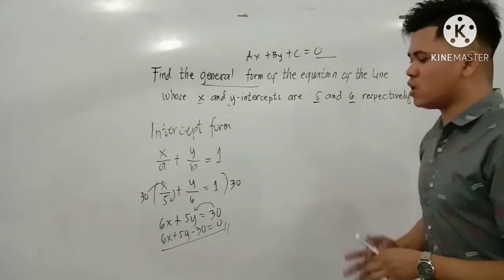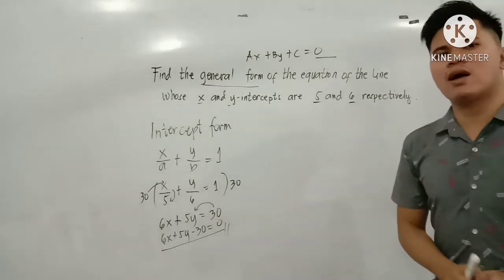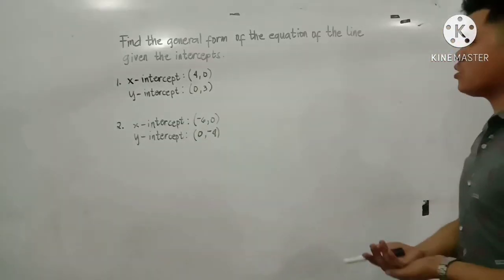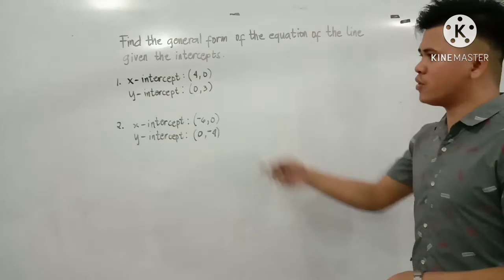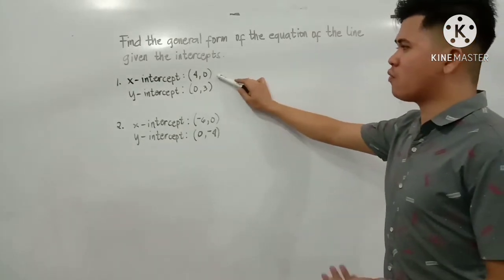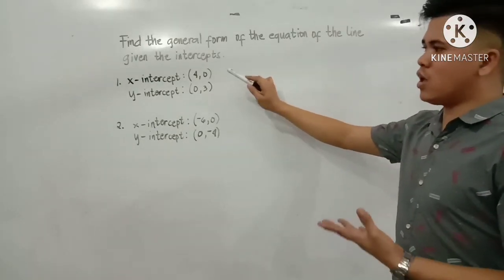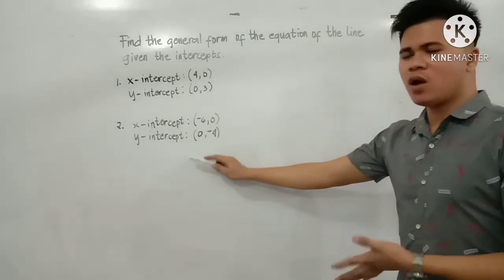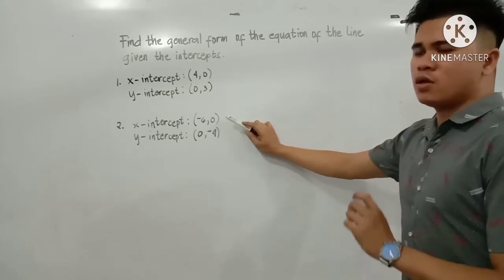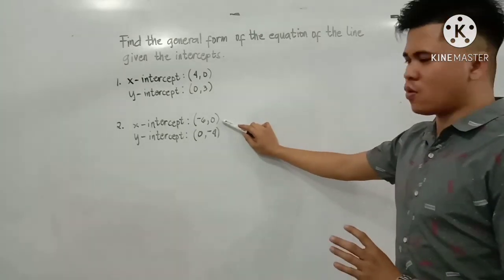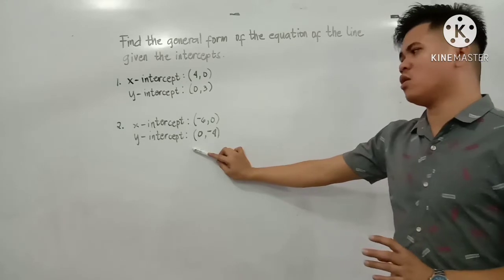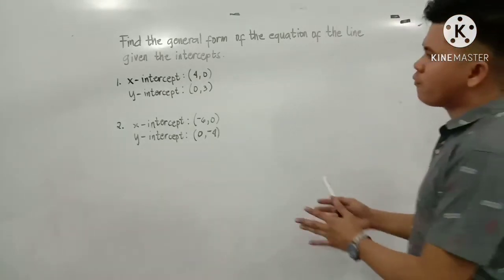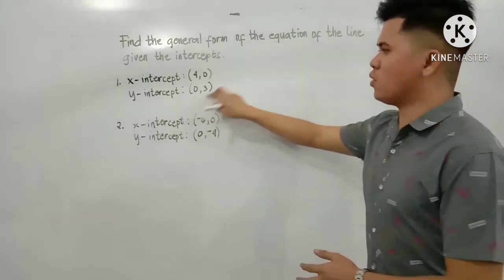I hope this is clear. Another example. Let's say, find the general form of the equation of the line given the intercepts. For the first problem, our x-intercept is (4, 0). Then our y-intercept as a coordinate is (0, 3). And second problem, our x-intercept has the coordinates (-6, 0), and our y-intercept has the coordinates (0, -4). So let's solve first the first problem, number 1.